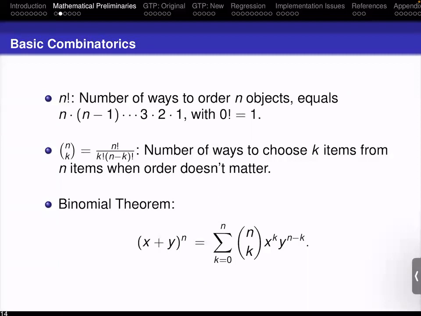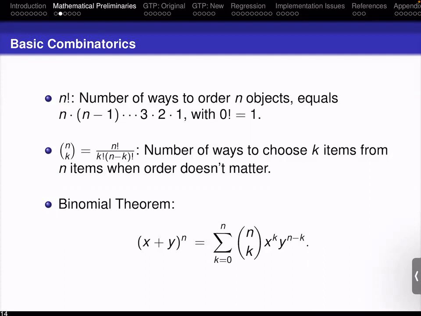Then we have n choose k, n factorial over k factorial, n minus k factorial. It's the number of ways to choose k items from n when order doesn't matter. So I have n people and I'm choosing k people, say, to be student council members. And all council members are the same. Has everybody seen n choose k?